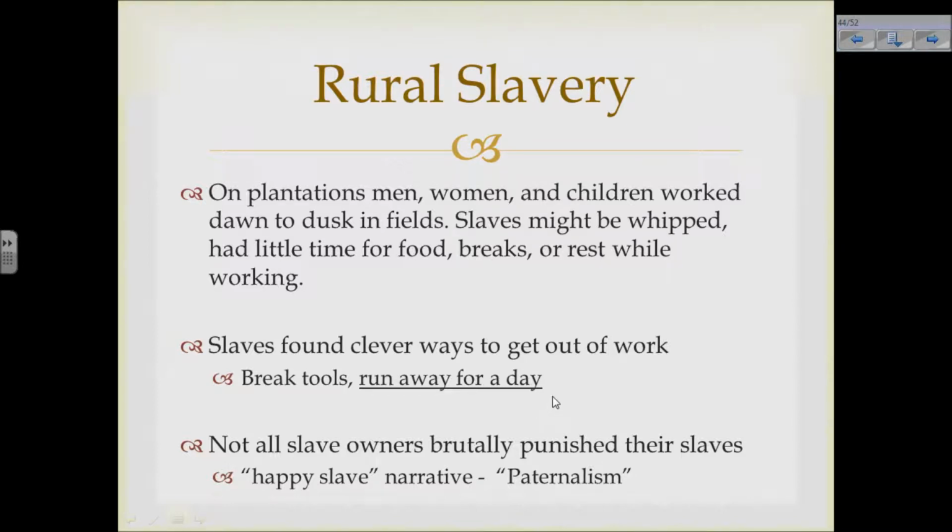Now, not all slave owners brutally punished their slaves. We're going to read some accounts from Alexander Stephens and George, and we're going to see the very fair light picture that his slaves paint of him and how good he actually was to his servants. However, a lot of these narratives actually come back into the happy slave narrative, which deals with an issue of paternalism.